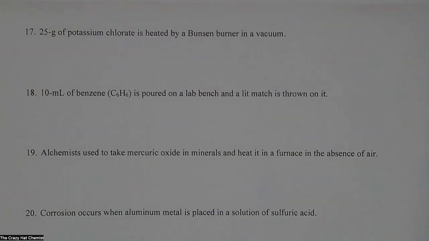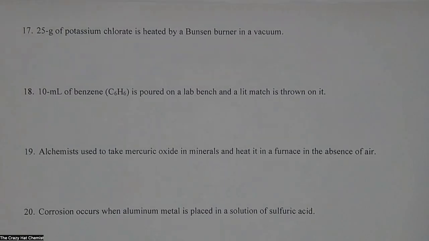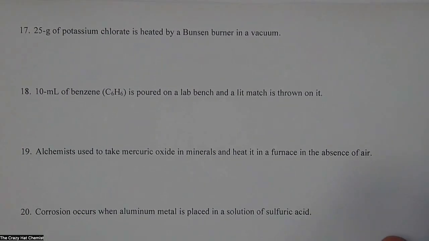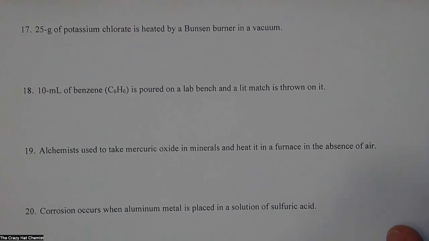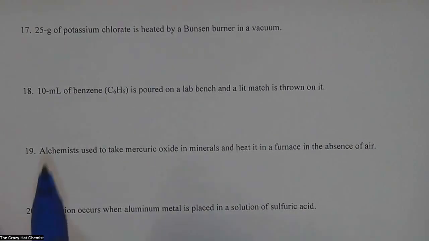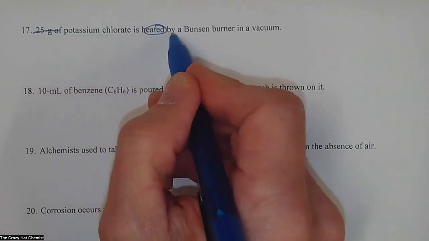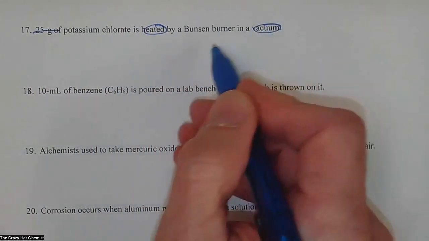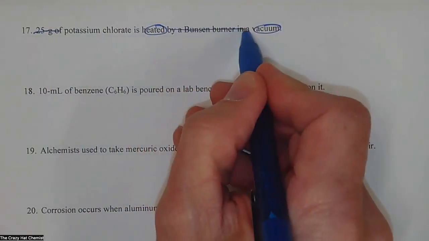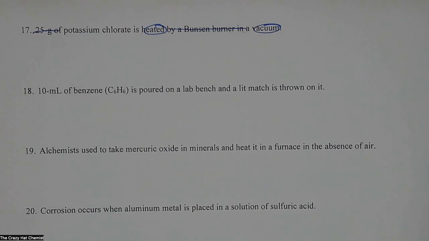Next one, that was 16. Now we're doing 17. We are moving slowly, but I think quickly at the same time. Number 17, it says 25 grams of potassium chlorate is heated, okay, by a Bunsen burner in a vacuum. The vacuum, doesn't matter if it's a Bunsen burner or not. The vacuum lets us know you're not using a vacuum cleaner like at home. Oh, no, no, no. The vacuum means that there is no air, okay?